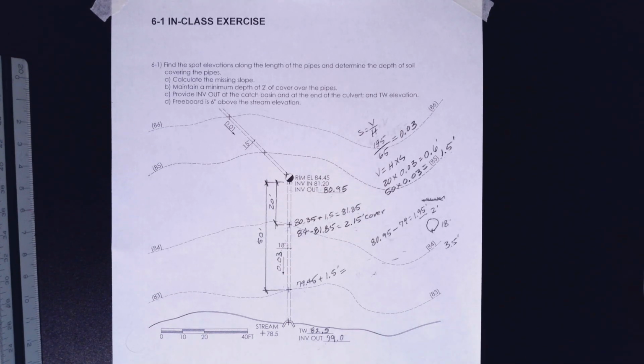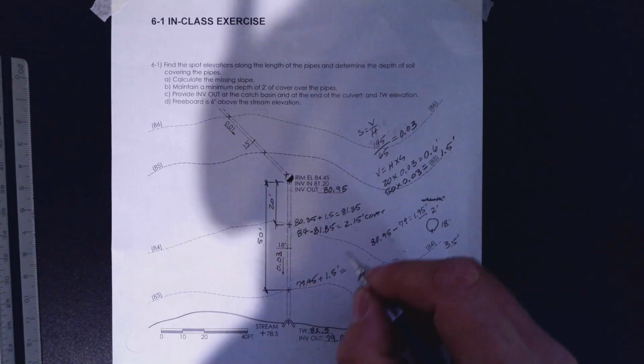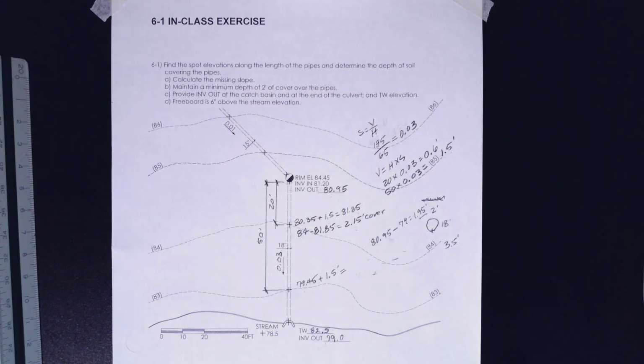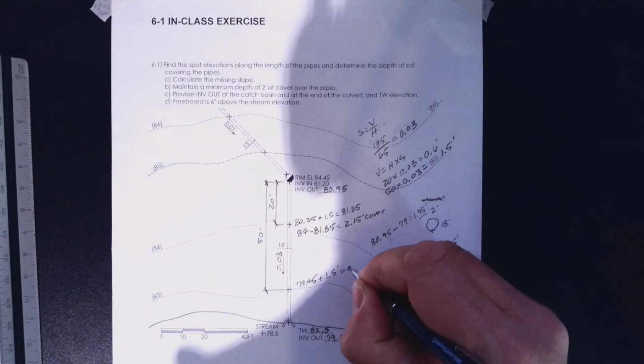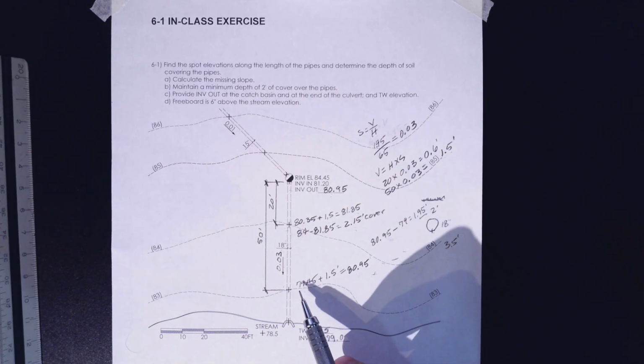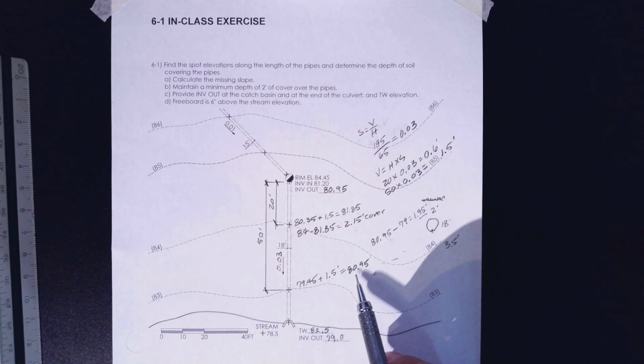79.45 plus 1.5 equals 80.95. Is that right? Yeah, 80.95. So 80.95, that is the top of the pipe. We added the bottom of the pipe plus the diameter equals top of pipe.